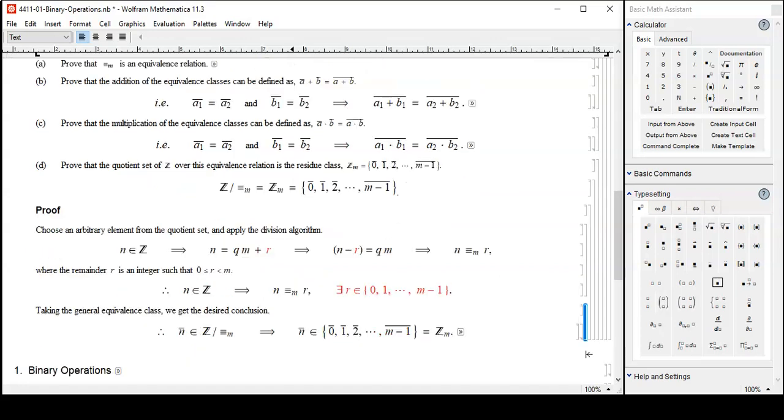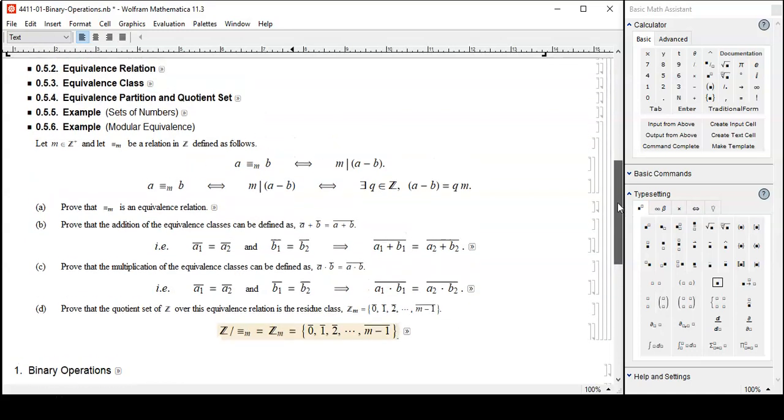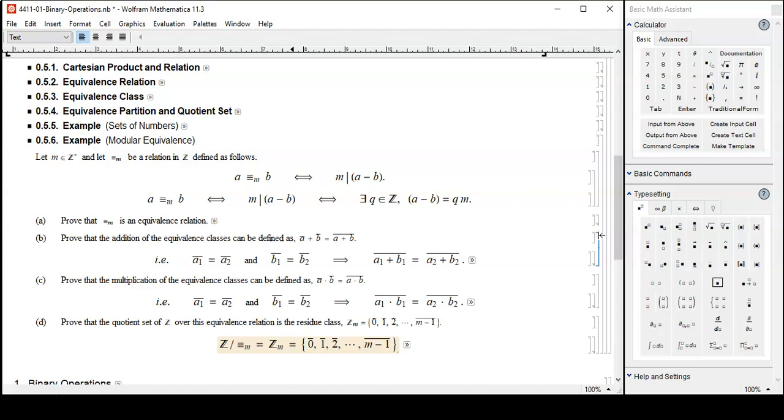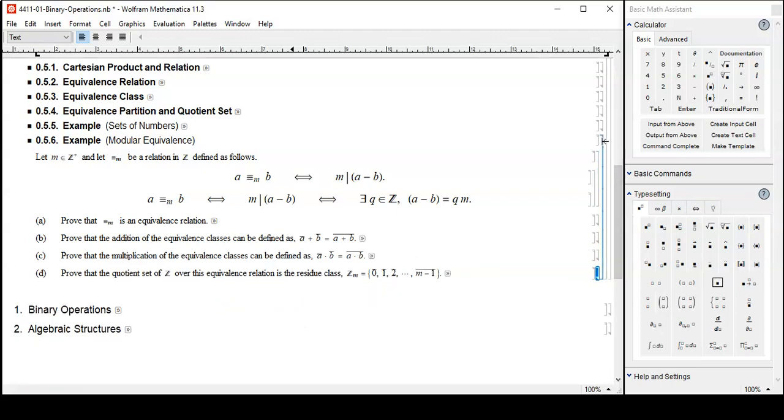And here's the conclusion. No matter what equivalence class I select from the quotient set, it's the same as one of those remainder classes, one of the residue classes. So what did we establish? In these residue classes, addition and multiplication work out just fine, and we just use the induced addition and multiplication from the original integer set.